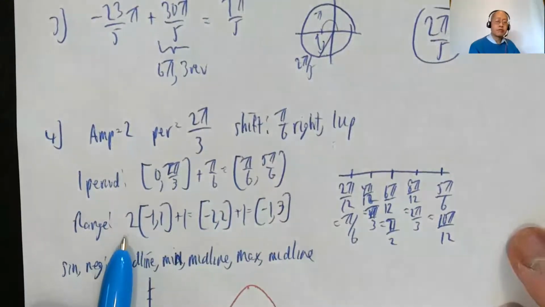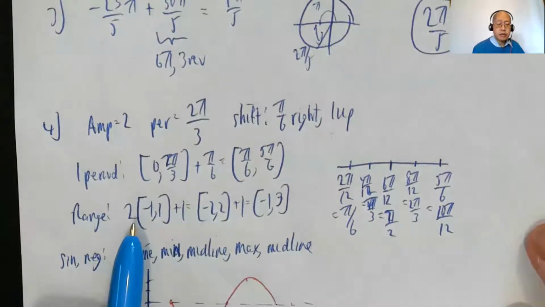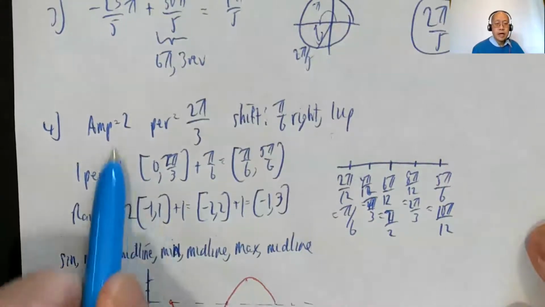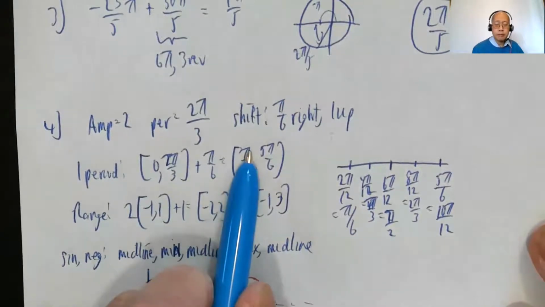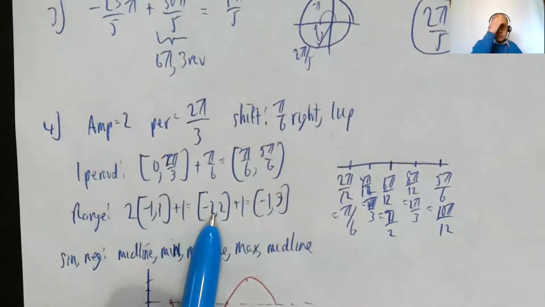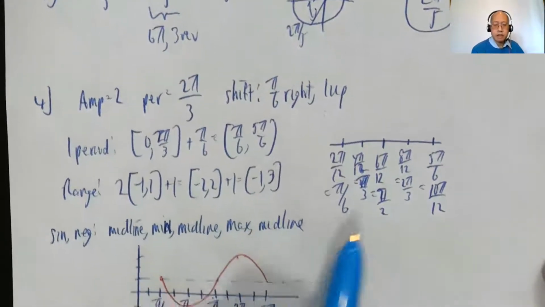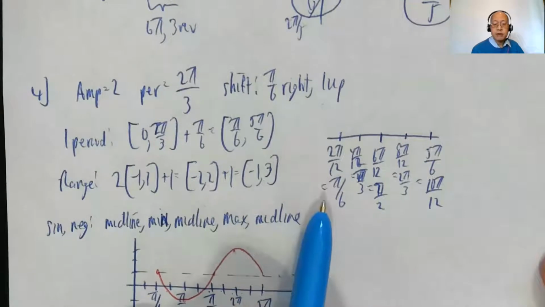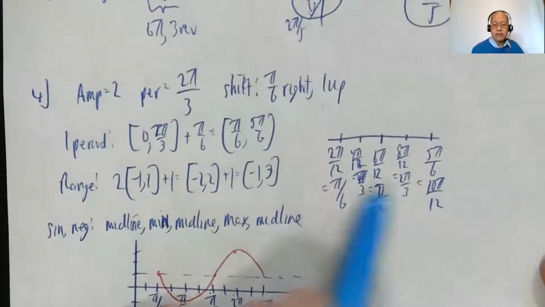The normal range for y in a basic sine or cosine function is negative 1 to 1. Amplitude is 2, so I multiply by 2, but then I add 1 because of the vertical shift. So it's negative 2 to 2 plus 1. So I have one period from negative 1 to 3. All right, so I'm going from pi over 6 to 5 pi over 6.